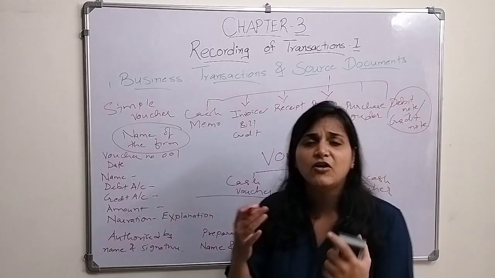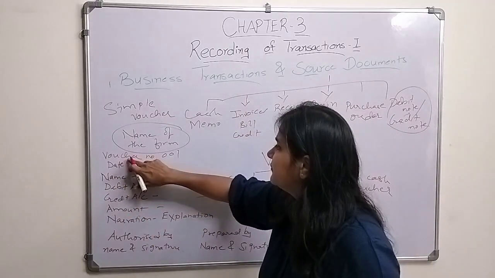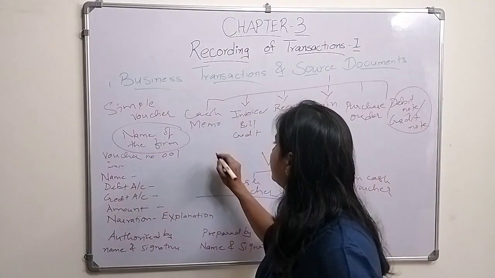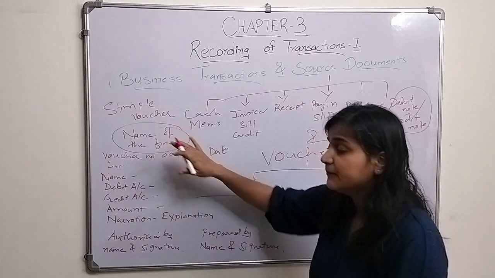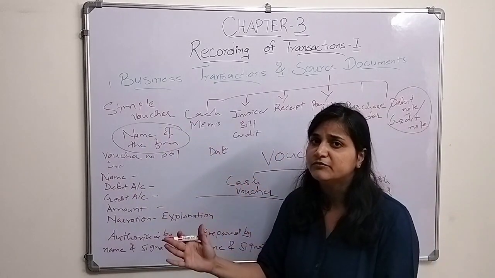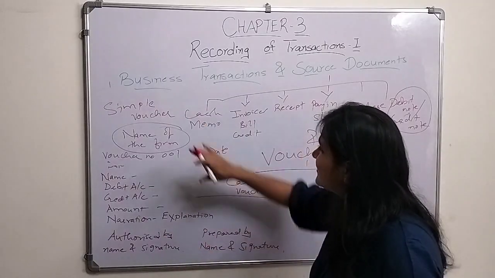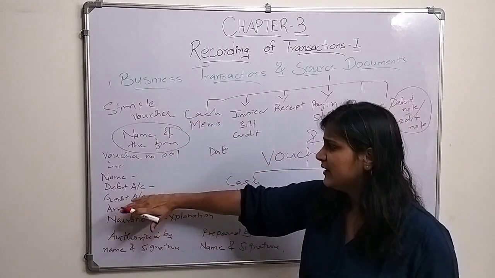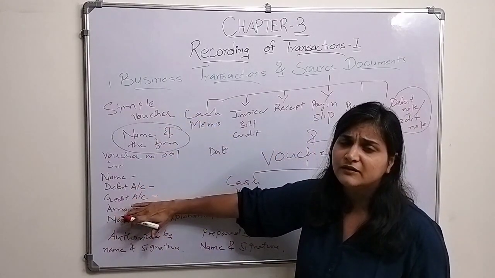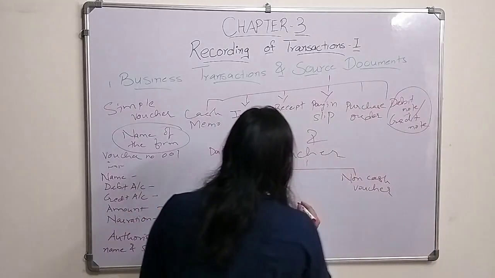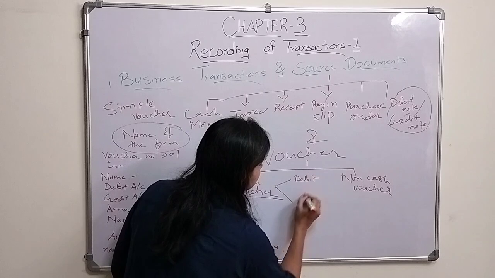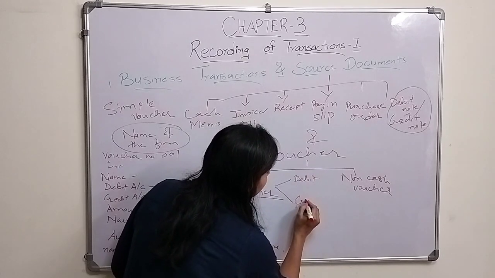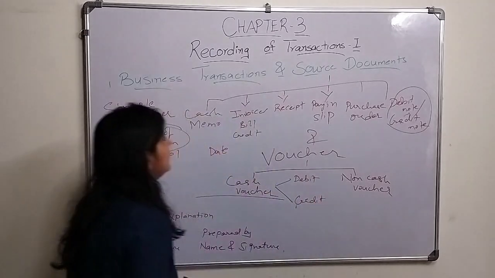Now how the firm is preparing, the firm can write the voucher number here, the firm can write the date here, how they are preparing it. These are the basic requirements. How the firm is preparing, it's up to them. So this is the simple voucher. One account is debited, one account is credited. But there are different vouchers. There's a debit voucher and there's a credit voucher.